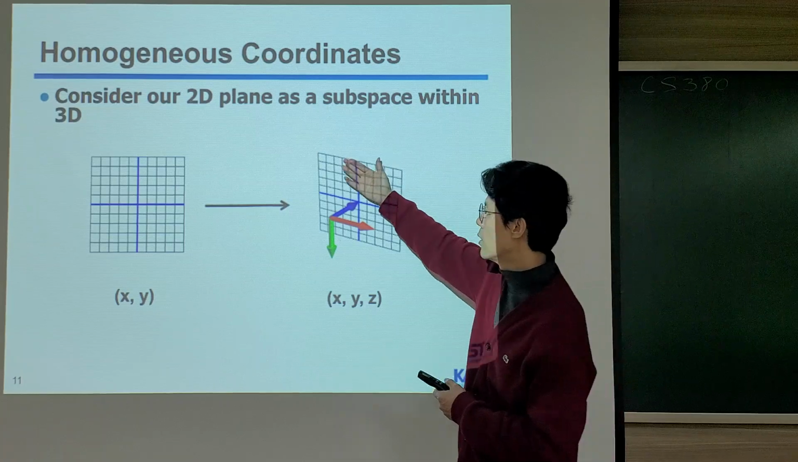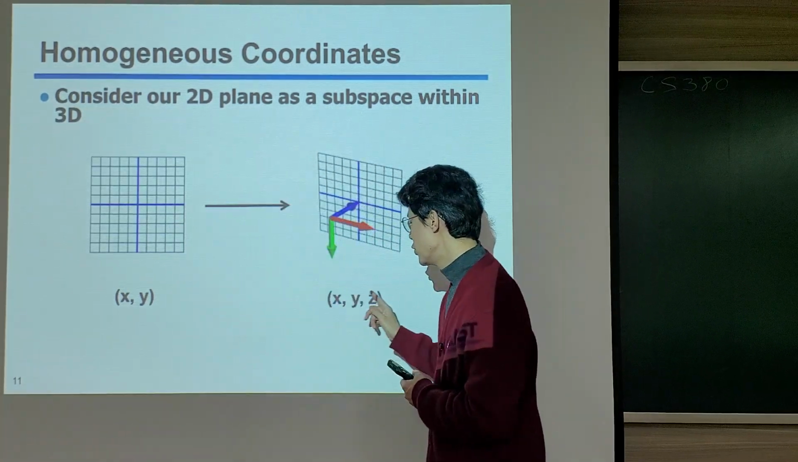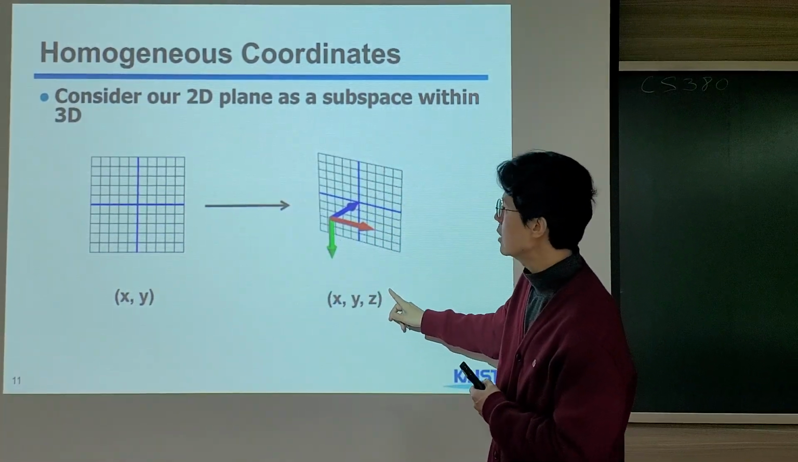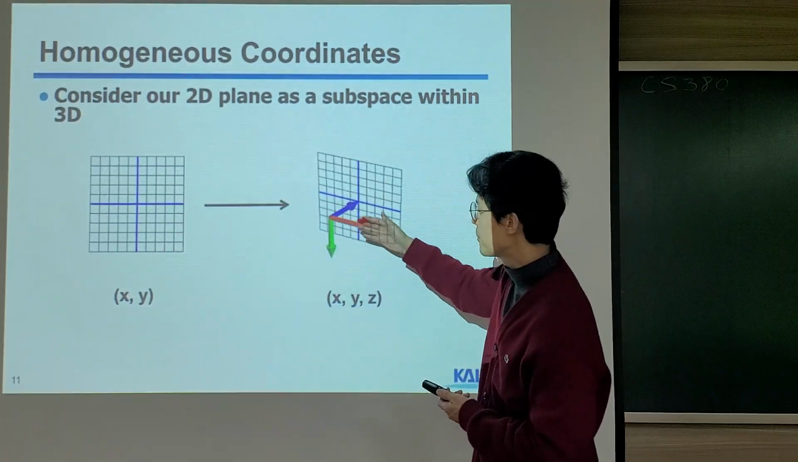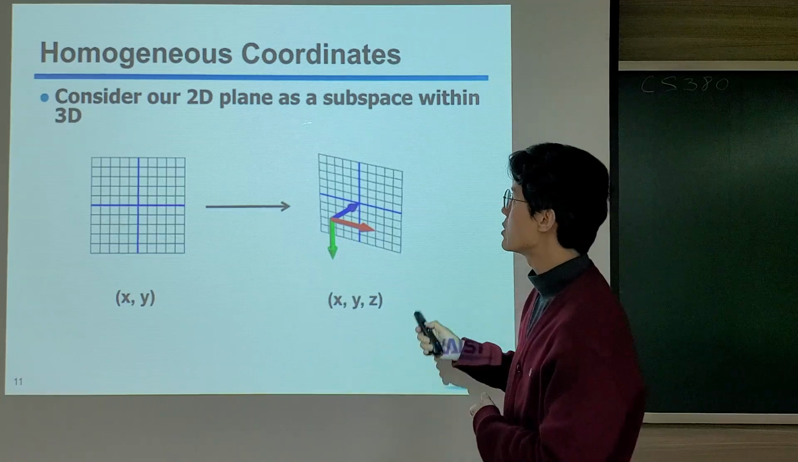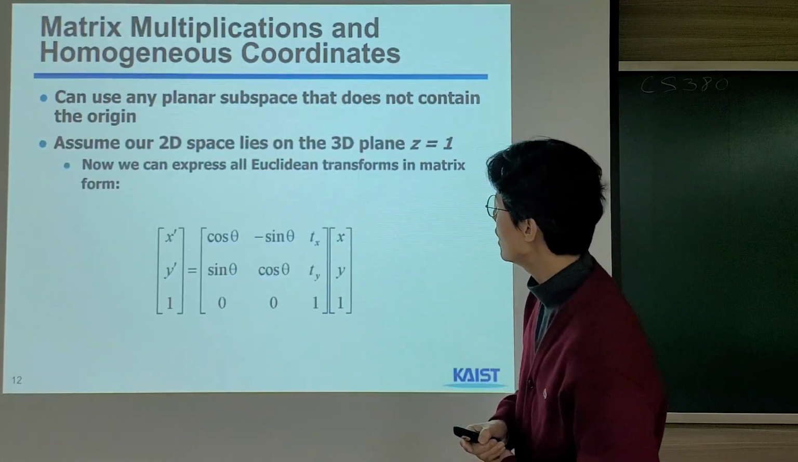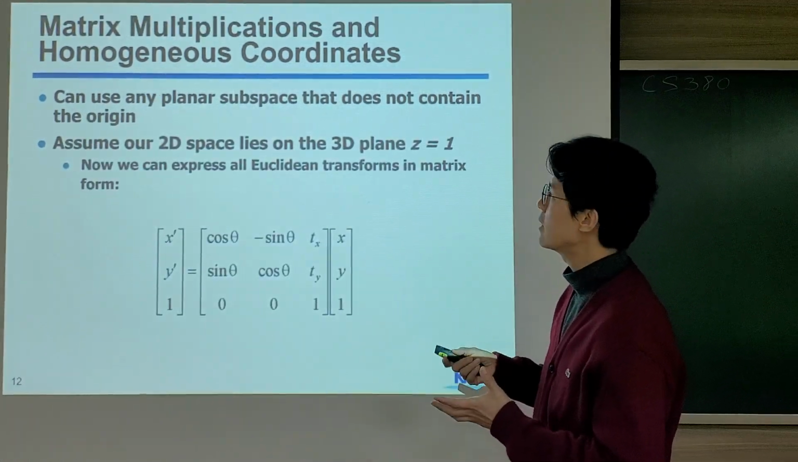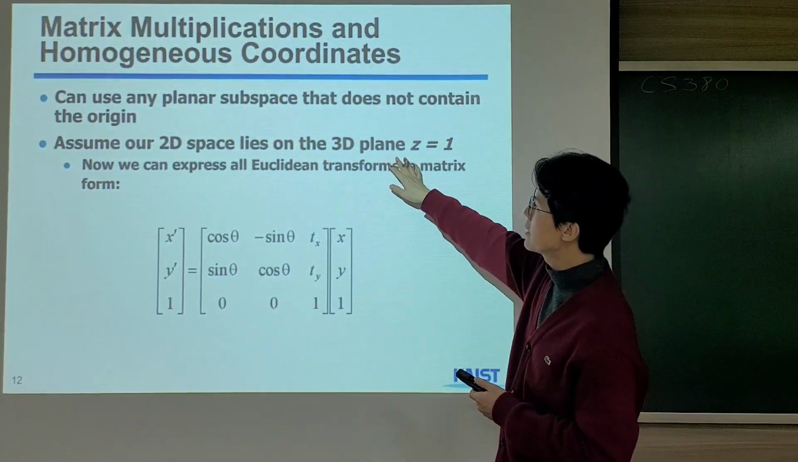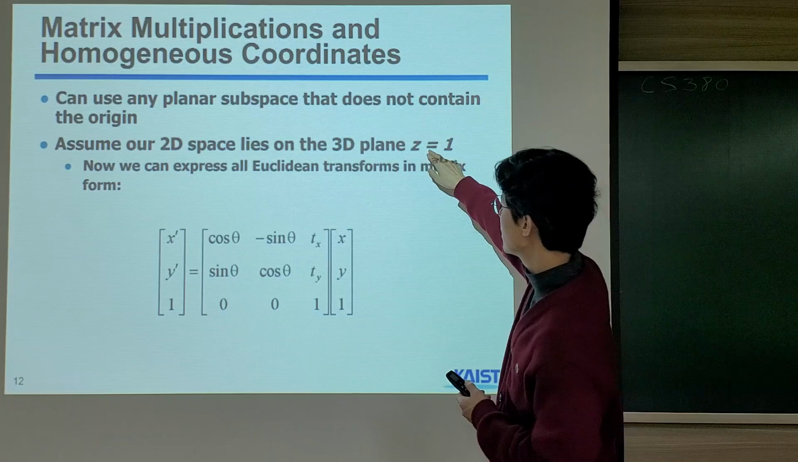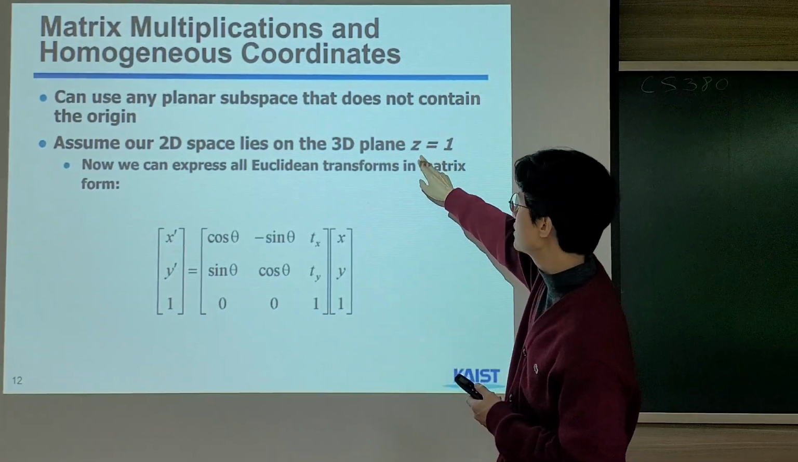In this case, by introducing a new coordinate, here g, we can embed this 2D plane within the 3D space, right? And this g we call the homogeneous coordinate. We can use any planar subspace. We typically embed the 2D plane in the 3D space by setting g equal to 1.